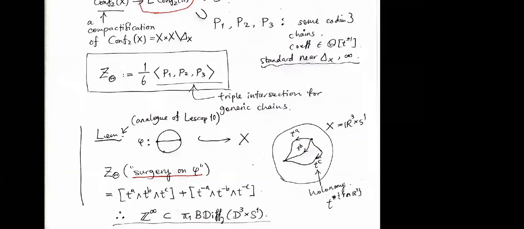For the theta graph surgery, the value of the invariant can be computed explicitly like this. This lemma is an analog of Lescop's computation for three manifolds and Clasper surgery. This is a higher dimensional analog of that result. We take an embedded theta graph to define theta graph surgery. I will define the surgery later, but once the surgery is defined, then Z of theta is given by this expression.